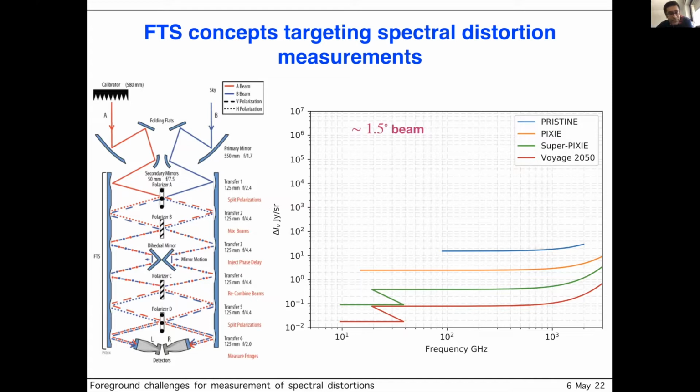The only positive thing here is, of course, the Voyage 2050 initiative. Now, the spectral distortion measurements were actually recognized by ESA as one of the future science targets, and as one that could be targeted in 30 years from now by ESA itself. Okay, so that's one good news in terms of experiment planning. Okay, going on.